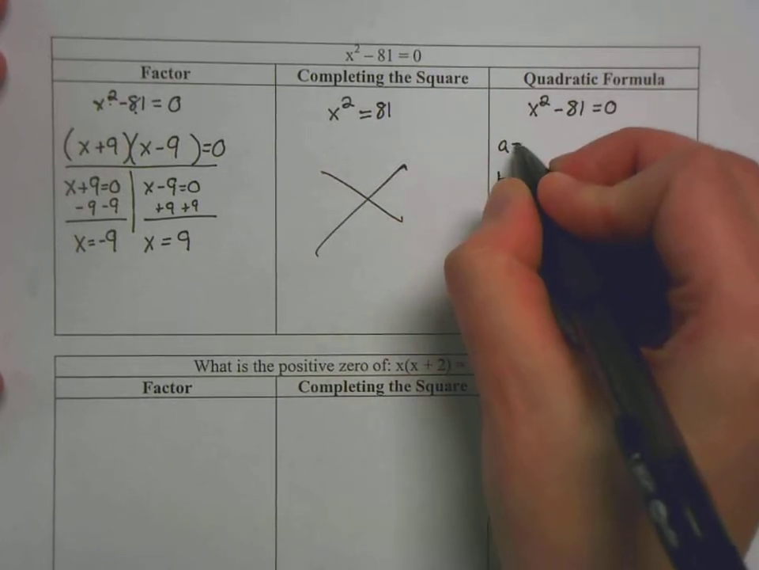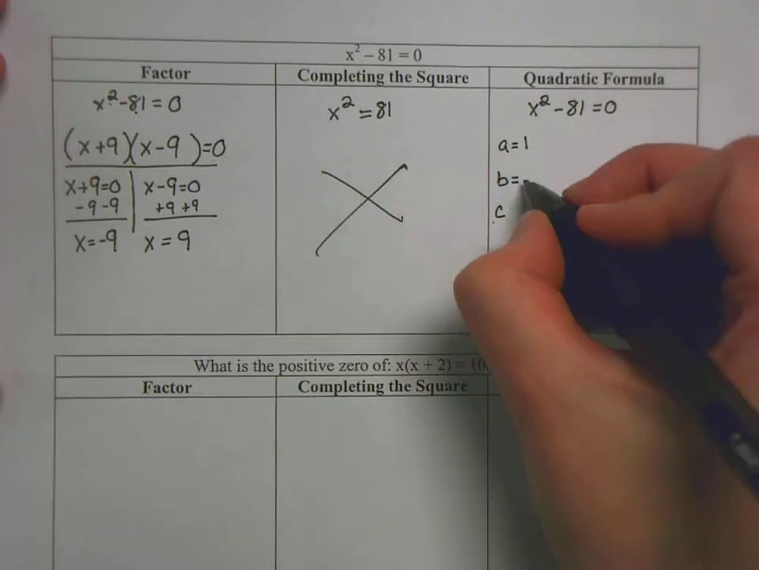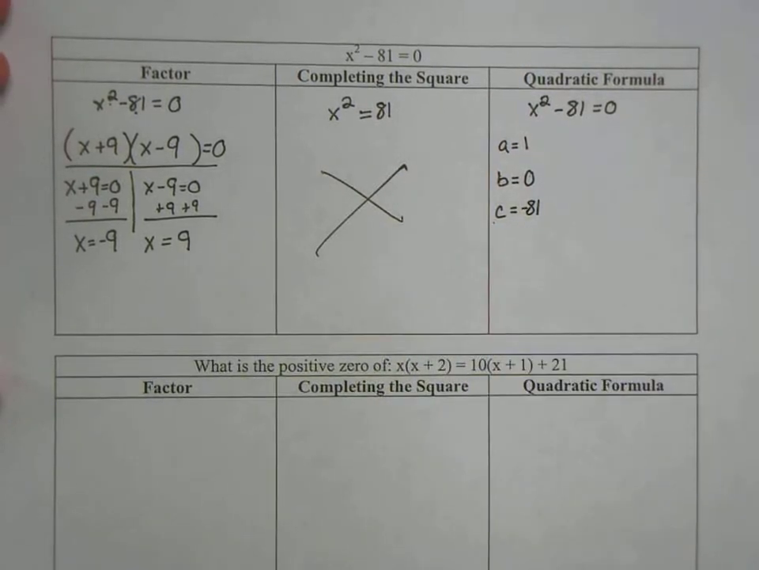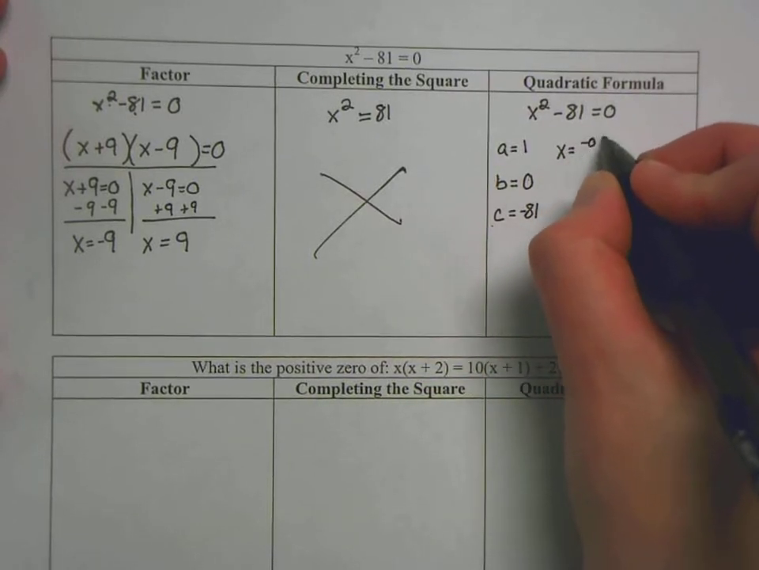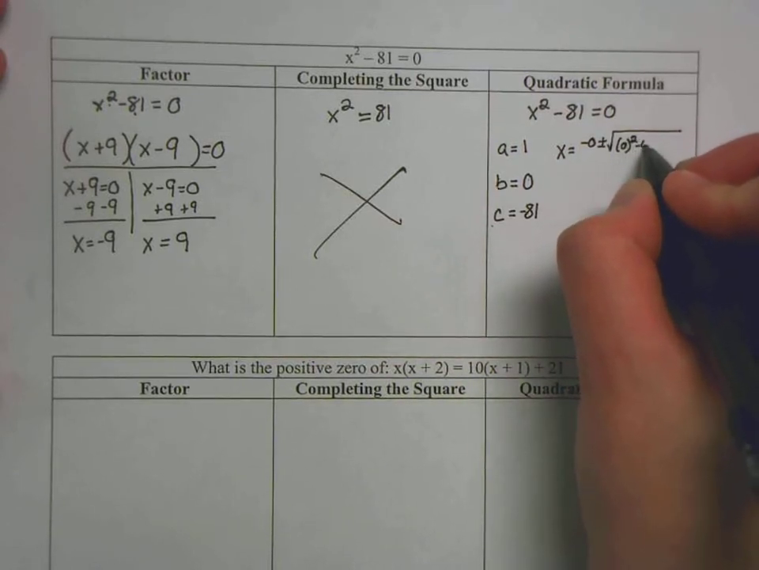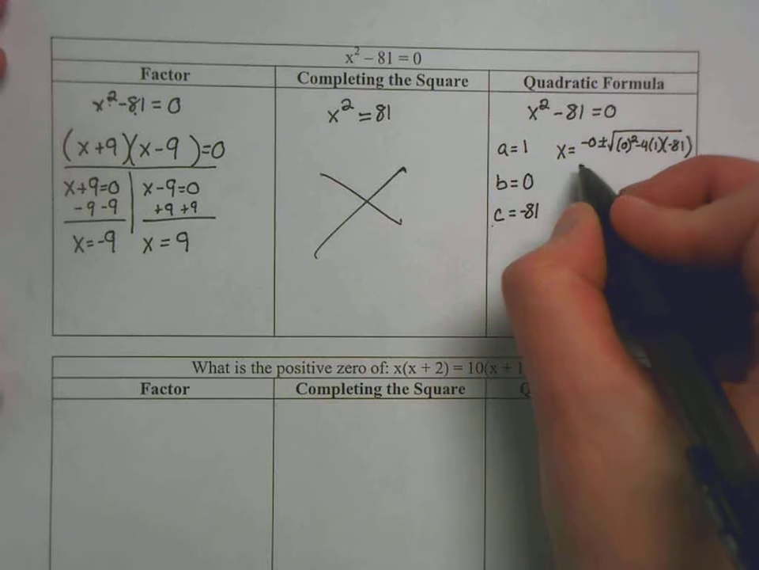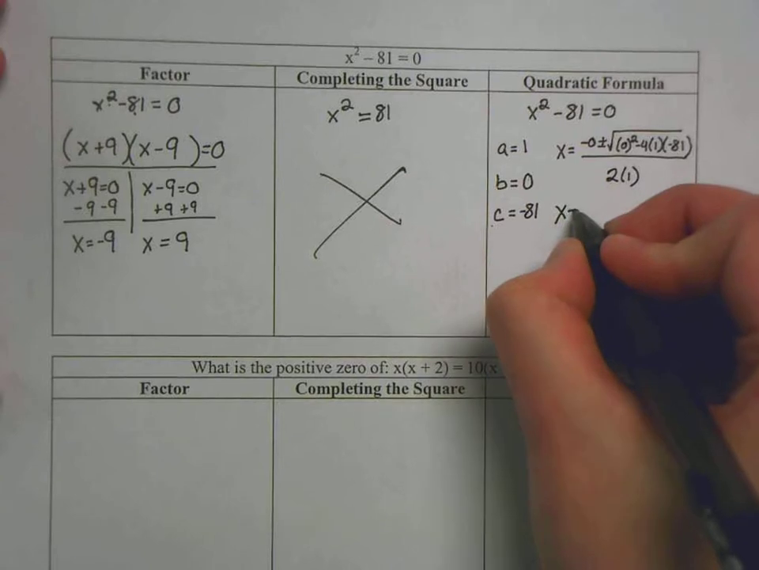It's still okay. A, remember, is always in front of the x squared. Now b is always in front of x, and since there isn't an x, that's going to be 0, and the c is always the whole number at the end. So if I go ahead and plug in, remember formula is negative b plus or minus the square root of b squared minus 4 times a times c, all divided by 2 times a.